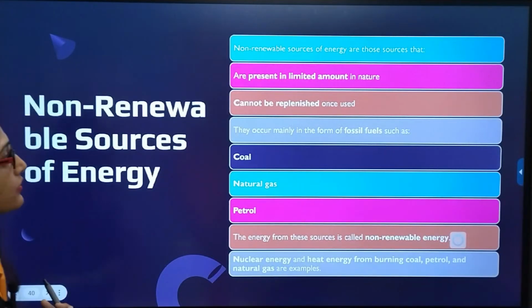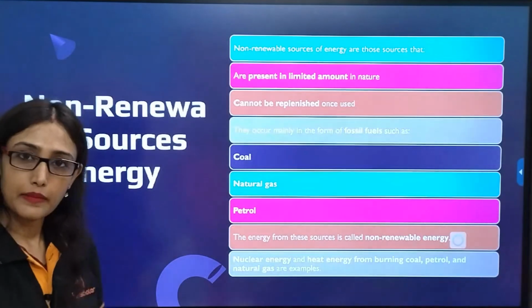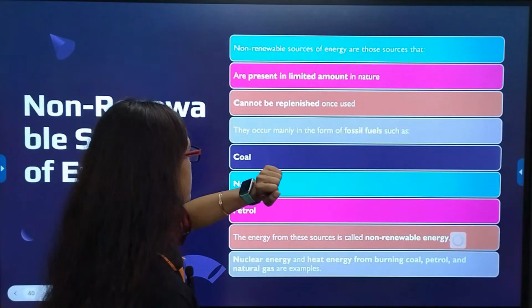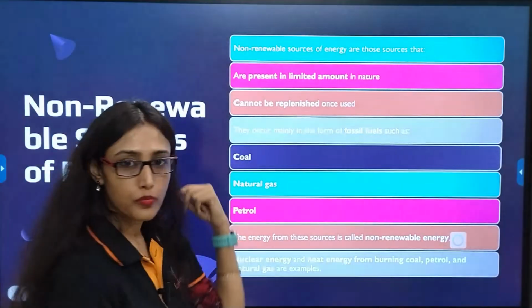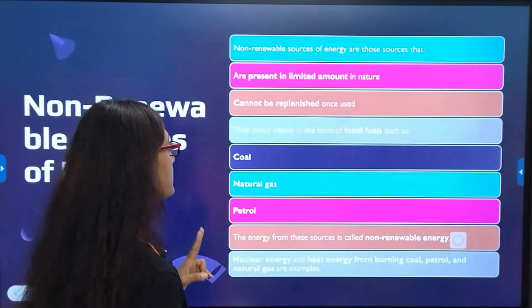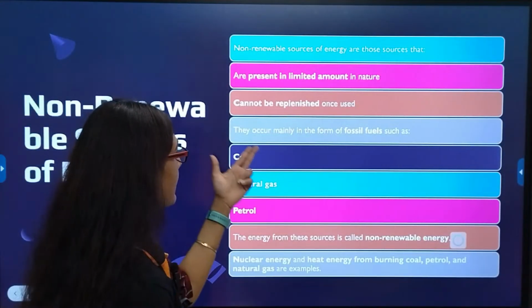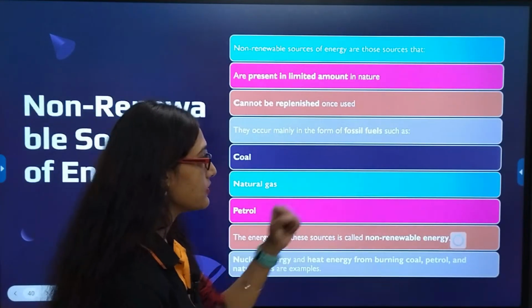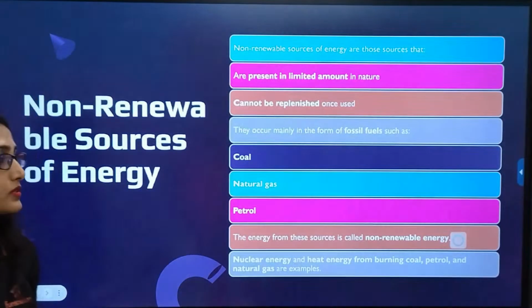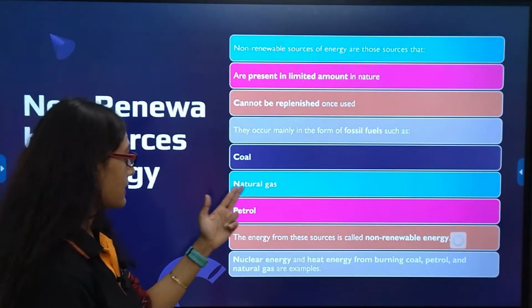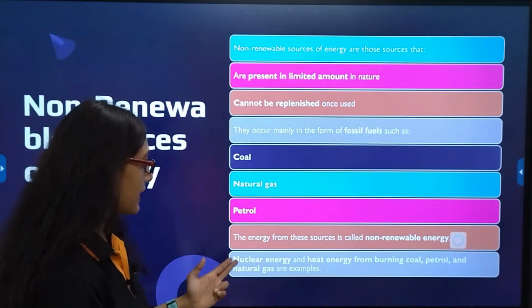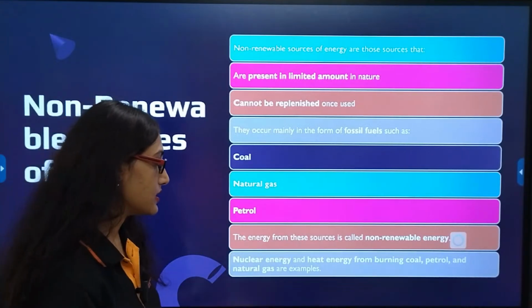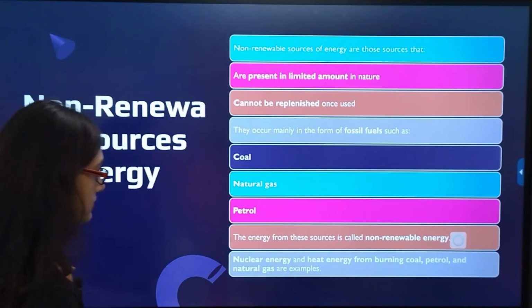Now non-renewable sources. They are limited. Obviously, they are limited. They cannot be used more than once. They are mainly found in fossil fuels, and they are coal, natural gas, petrol. The energy from these sources is called non-renewable energy.